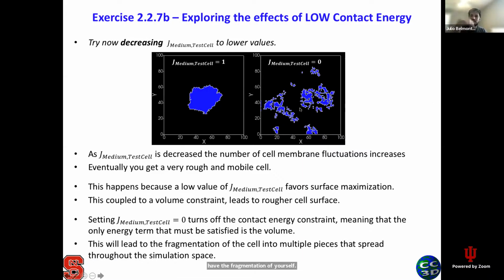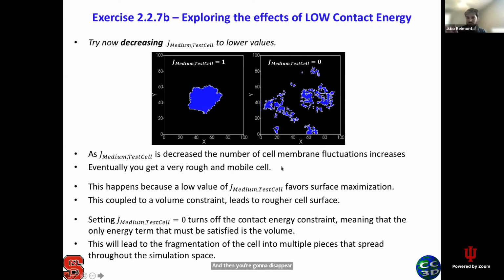It loses coherence. It loses its surface tension. It has zero surface tension with the medium. And we assume that the cell has no internal organelles, so it just fragments. Again, this would be a good model for apoptosis: if the cell undergoes apoptosis, this is how it will look, and then it's going to disappear.